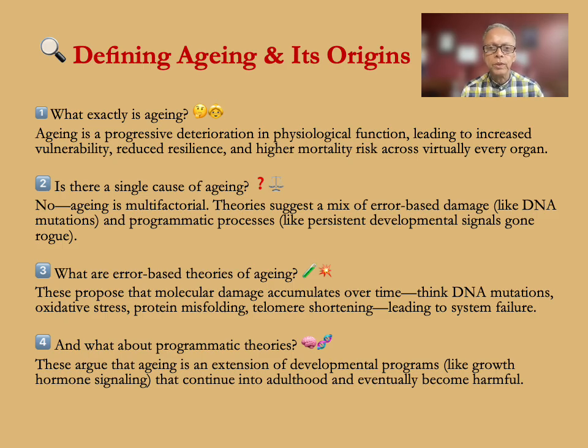What are error-based theories of aging? These propose that molecular damage accumulates over time. Think DNA mutations, oxidative stress, protein misfolding, telomere shortening, leading to system failure. And what about programmatic theories? These argue that aging is an extension of developmental programs, like growth hormone signaling, that continue into adulthood and eventually become harmful.